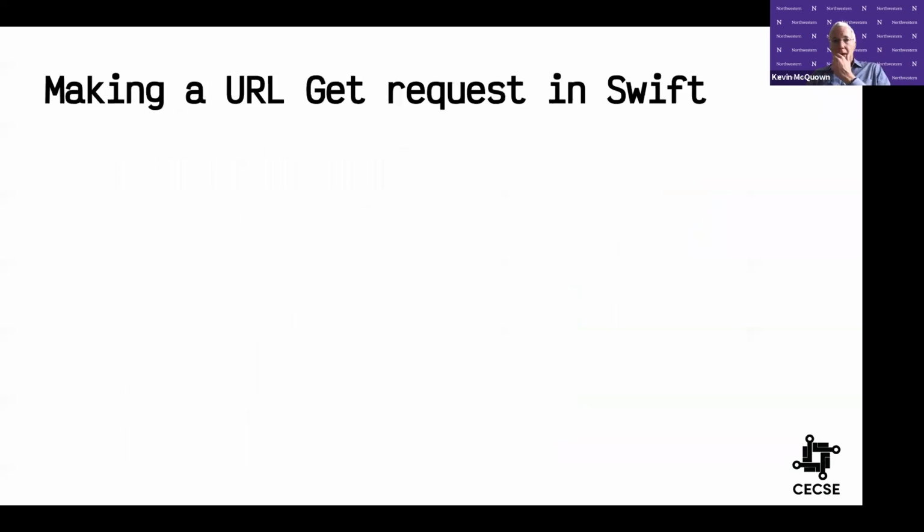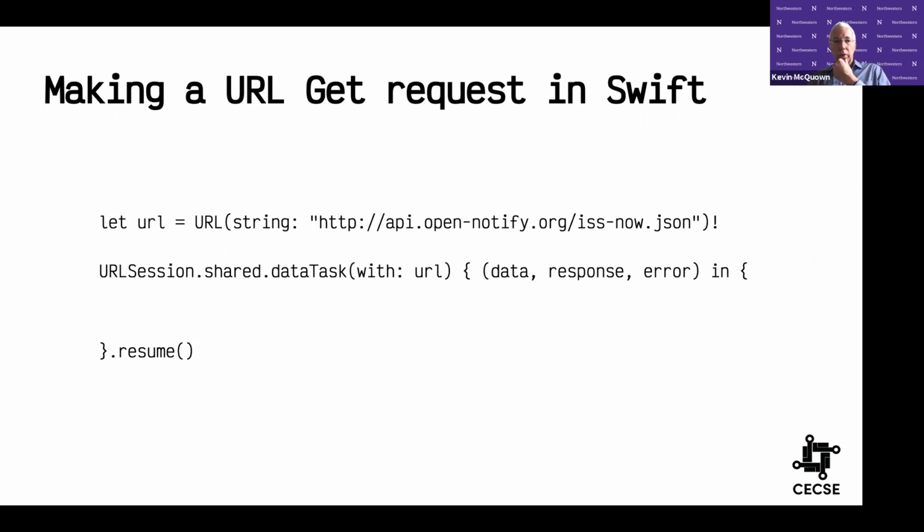So making a URL get request in Swift is pretty easy. So what we do is we say let URL. So this is a variable, I just called it URL. URL, all in caps, is a special class. And the string here is the actual string that we're going to call. And then literally all we do is call a singleton, which is a whole other topic, but it's URL session dot shared dot data task.